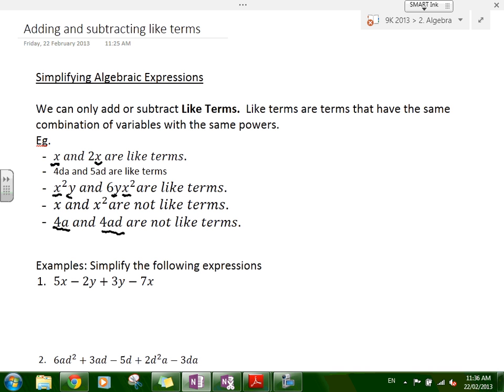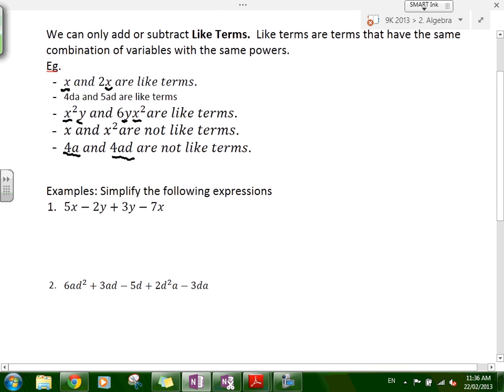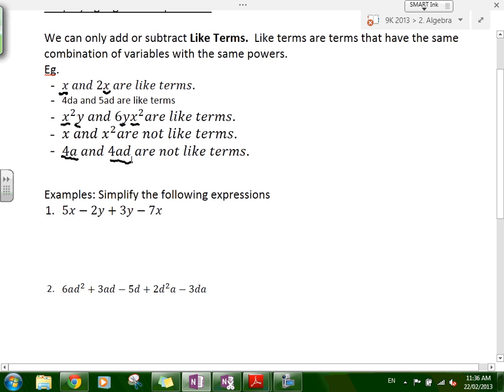So I'm going to do, I think, 3 examples. I'm going to do the first one here. 5x minus 2y plus 3y minus 7x.